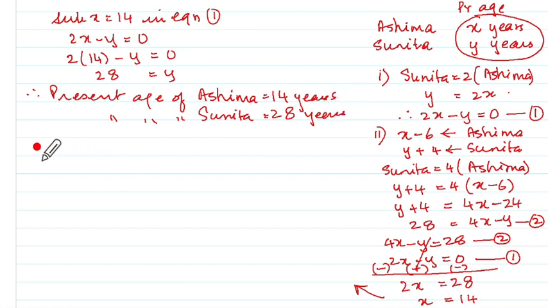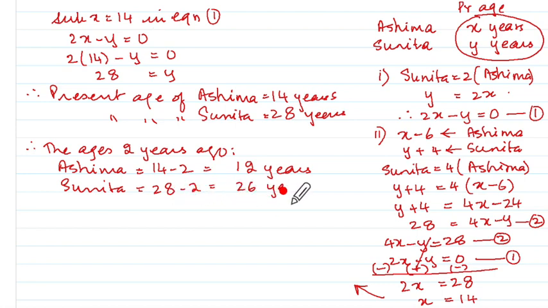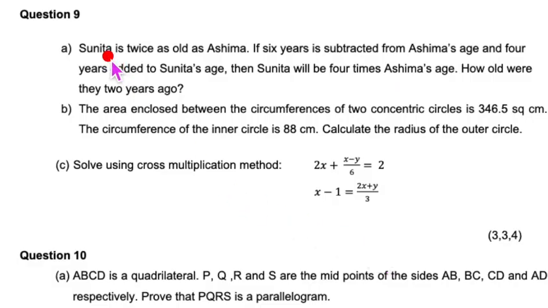Correct? But they are asking their ages 2 years ago. Therefore, the ages 2 years ago. Write Ashima and write here Sunita. And Ashima will be 14 minus 2, which is 12 years. And Sunita will be 28 minus 2, which is 26 years. And this becomes your answer. Got it? Understanding everything? Yes? Let us come to question 9b.